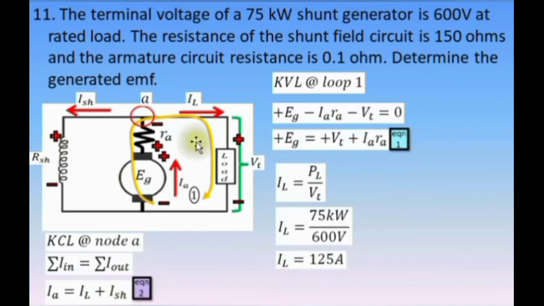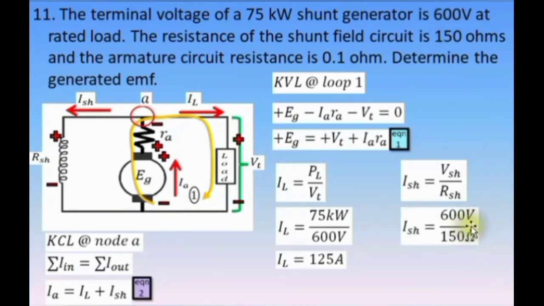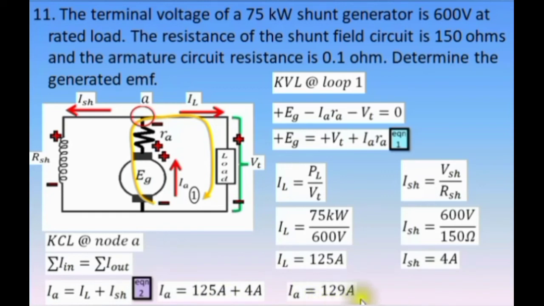Now that we have the load current, let's determine the value of ISH, or the shunt field current. Analyzing this circuit using Ohm's law, shunt field current equals shunt field voltage divided by shunt field resistance. And of course, we know that the shunt field voltage equals the terminal voltage since they are connected in parallel. So substitute 600 volts and 150 ohms into this equation. We have 600 volts divided by 150 ohms. The answer is 4 amperes. Now that we have the values for IL and ISH, let's substitute those values into equation number 2. So armature current equals 125 amperes plus 4 amperes, which is equal to 129 amperes.